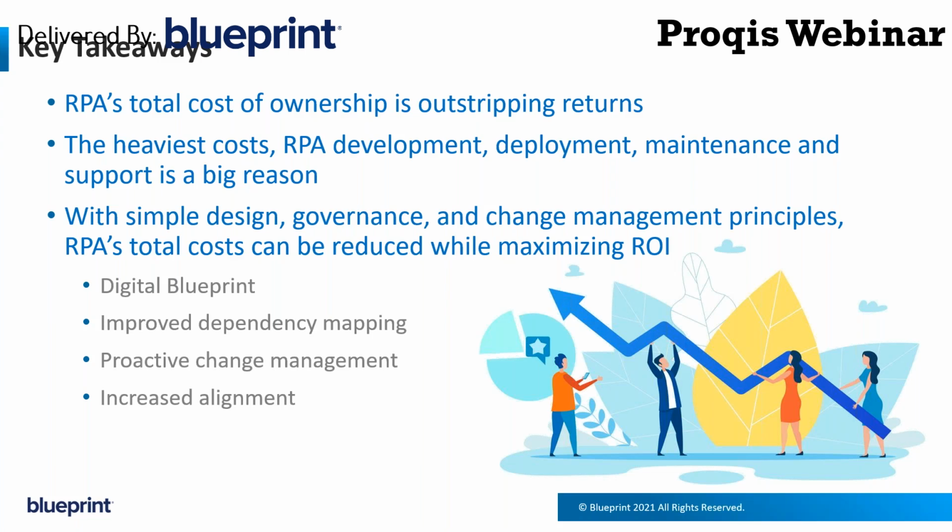But with simple design, governance, and change management principles, RPA's total cost can be dramatically lowered while also maximizing those returns. Those principles include replacing slow, error-prone, paper-based manual documents that lead to more breaks and outages with digital blueprints that produce higher quality automations. You have to improve your dependency mapping with things like Blueprint's intelligent recommendations and assistance, enabling a proactive change management strategy with better dependency mapping and instant impact analysis, and increasing the alignment for all your RPA stakeholders with digital blueprints and a centralized environment to really manage change and robust governance.